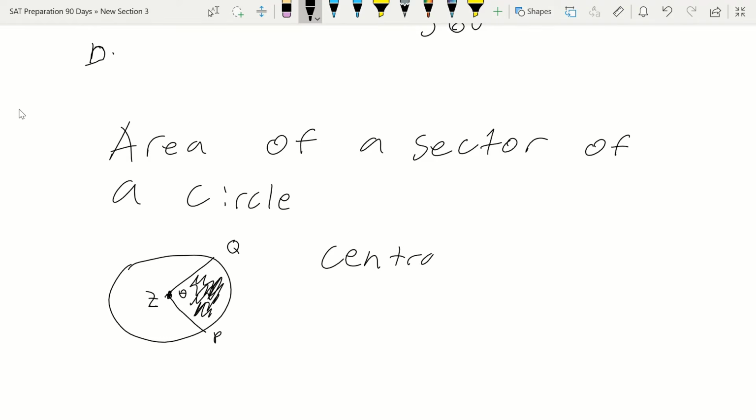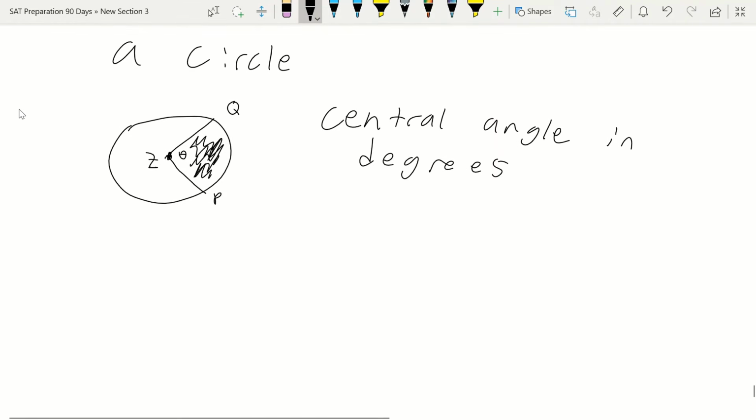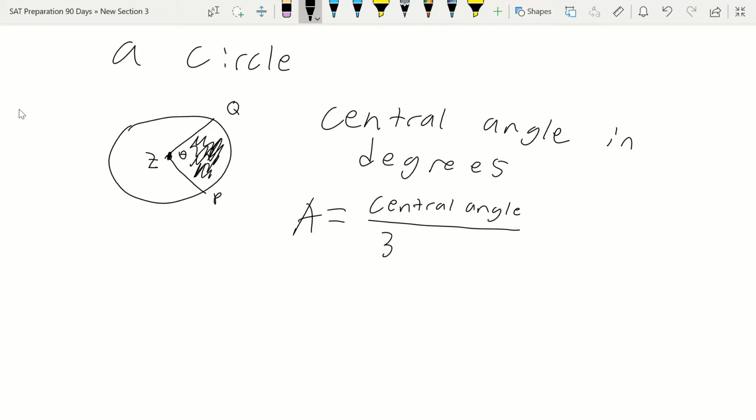So if we're given our central angle in degrees, then the equation that we are going to use is our area is going to equal our central angle divided by 360 degrees again, multiplied by pi r squared.